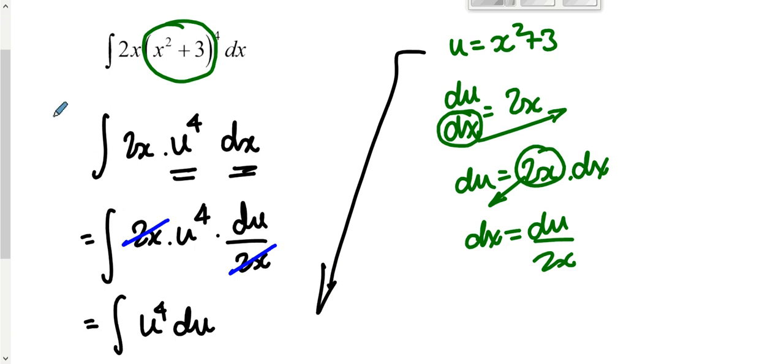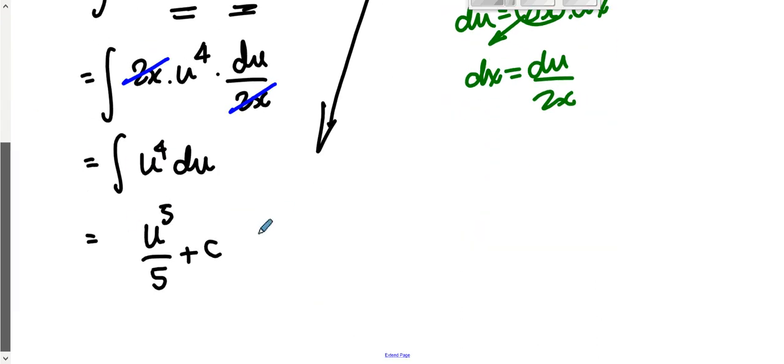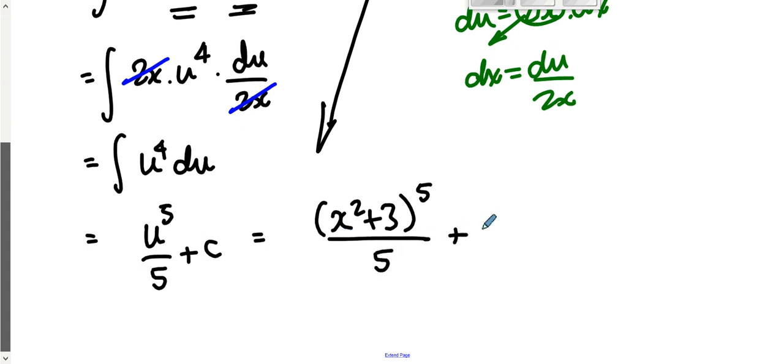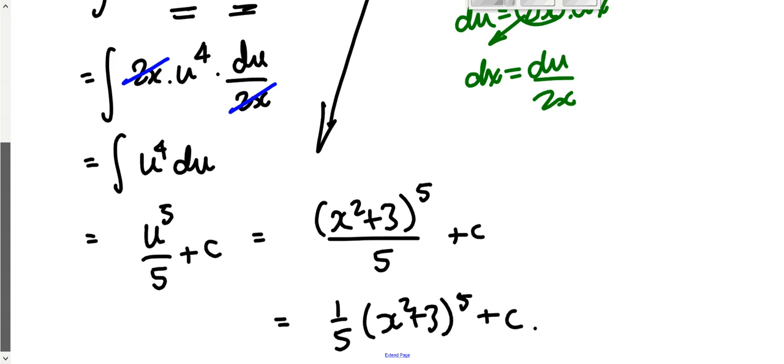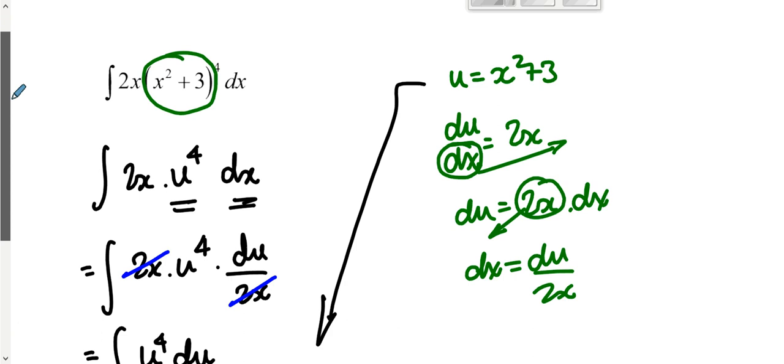So that's going to go all the way back down. So that becomes x squared plus 3 to the power of 5 over 5 plus a constant. And that's it done. You could also write this as a fifth of x squared plus 3 to the power of 5 plus a constant. So let's go back up and review what we did.